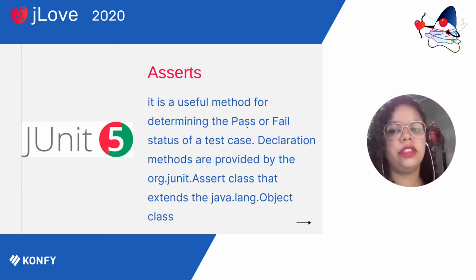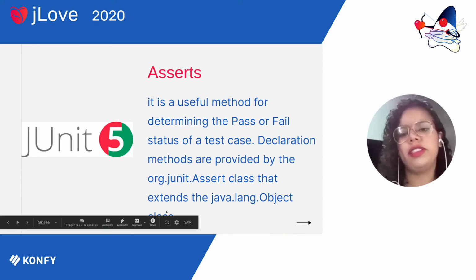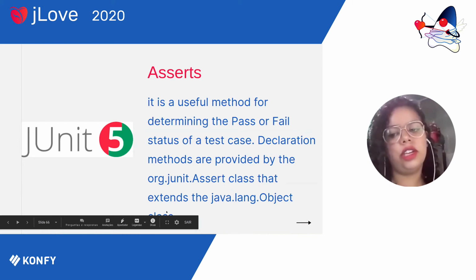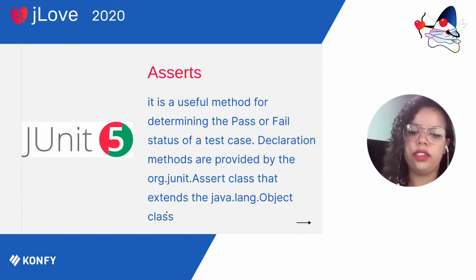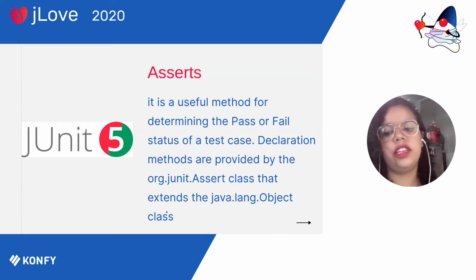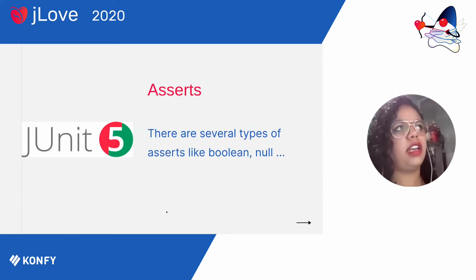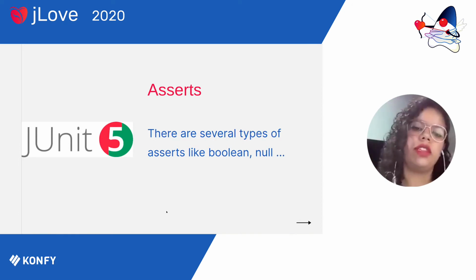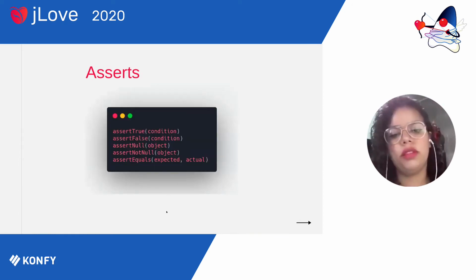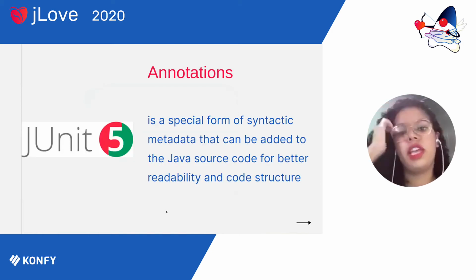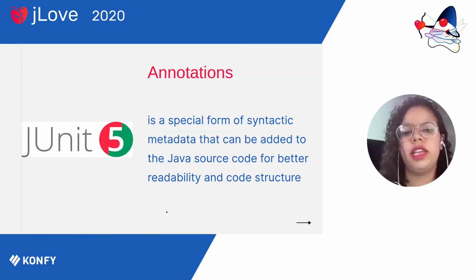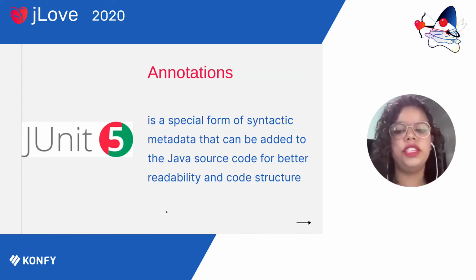Assert is a useful method for determining the pass or fail status of a test case. Assertion methods are provided by the org.junit.Assert class that extends the java.lang.Object class. We have several types of asserts: assertTrue, assertFalse, assertNull, assertNotNull, and assertEquals. Annotations are a special form of syntactic metadata that can be added to the Java source code for better readability and code structure.